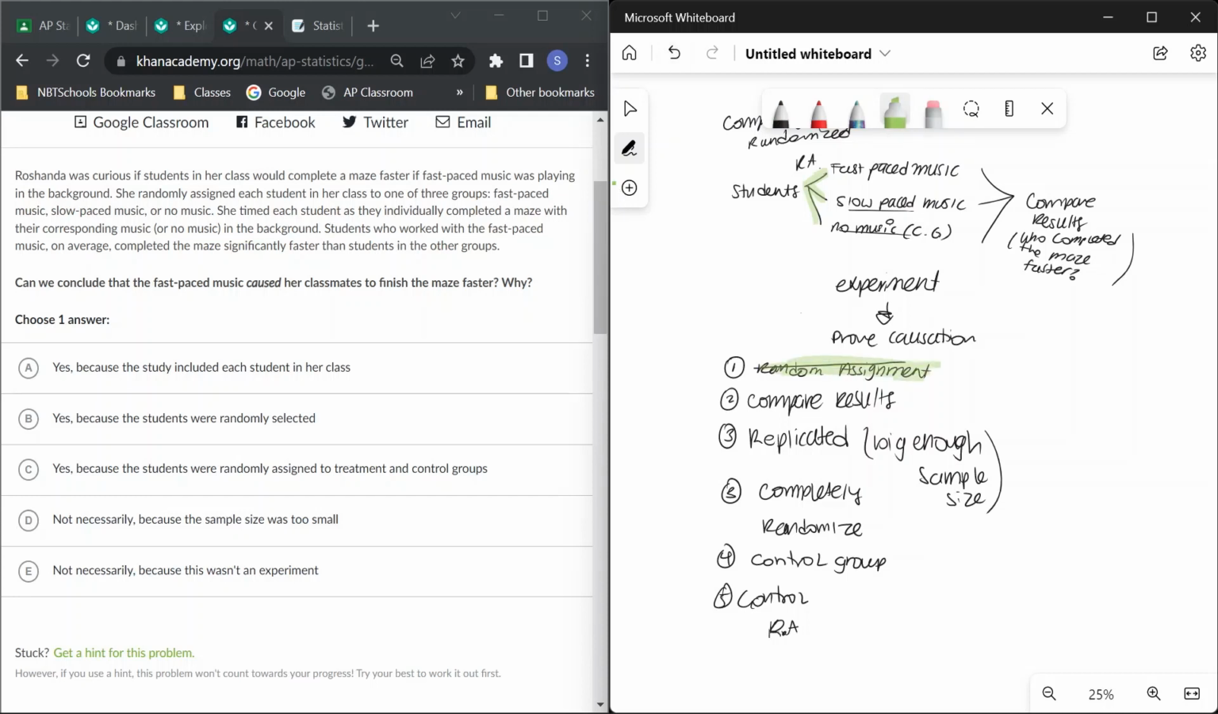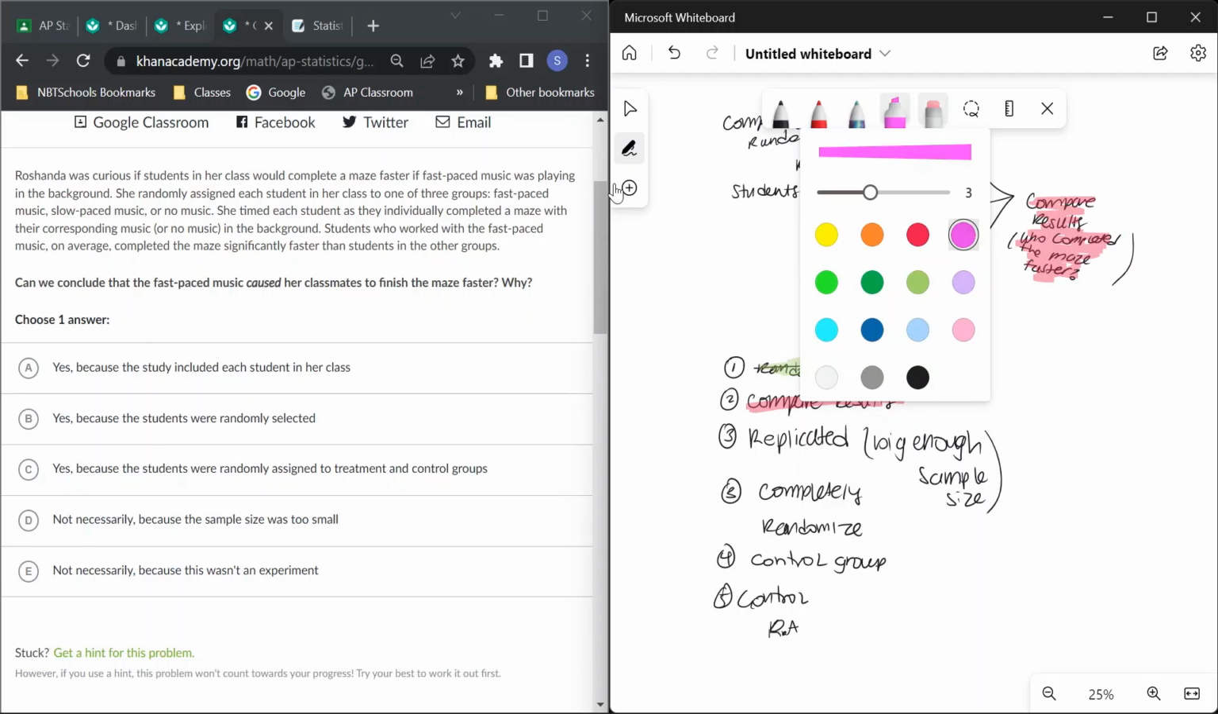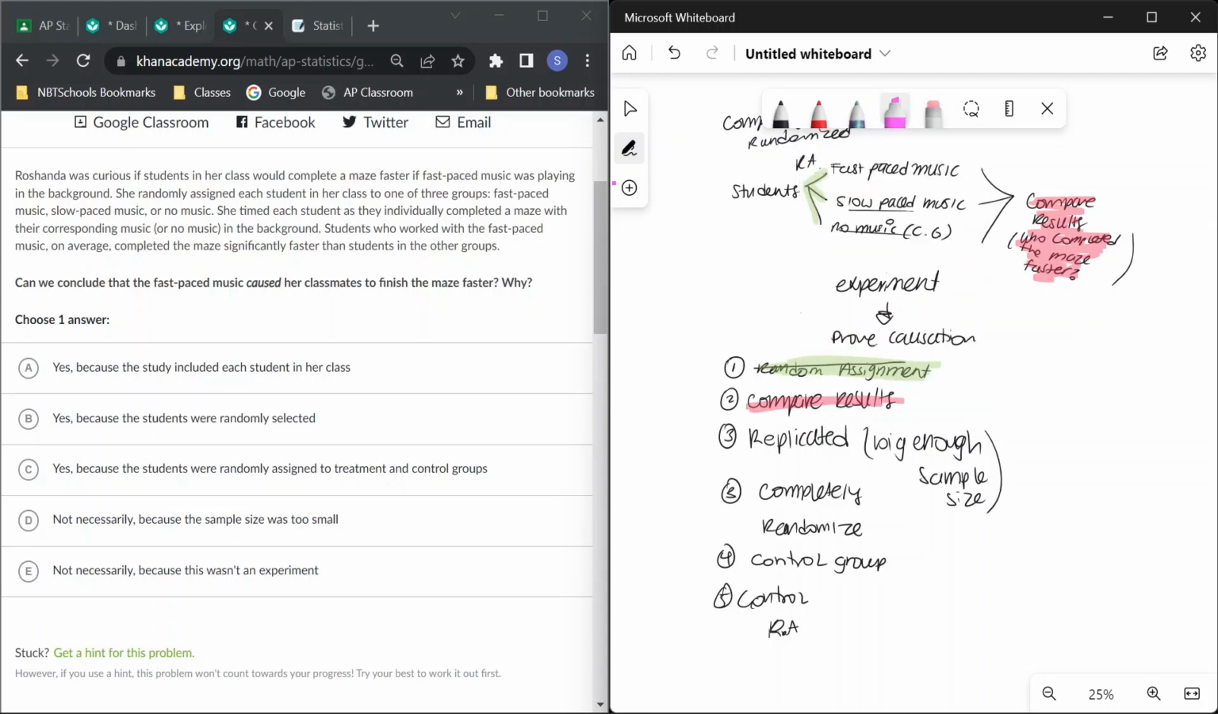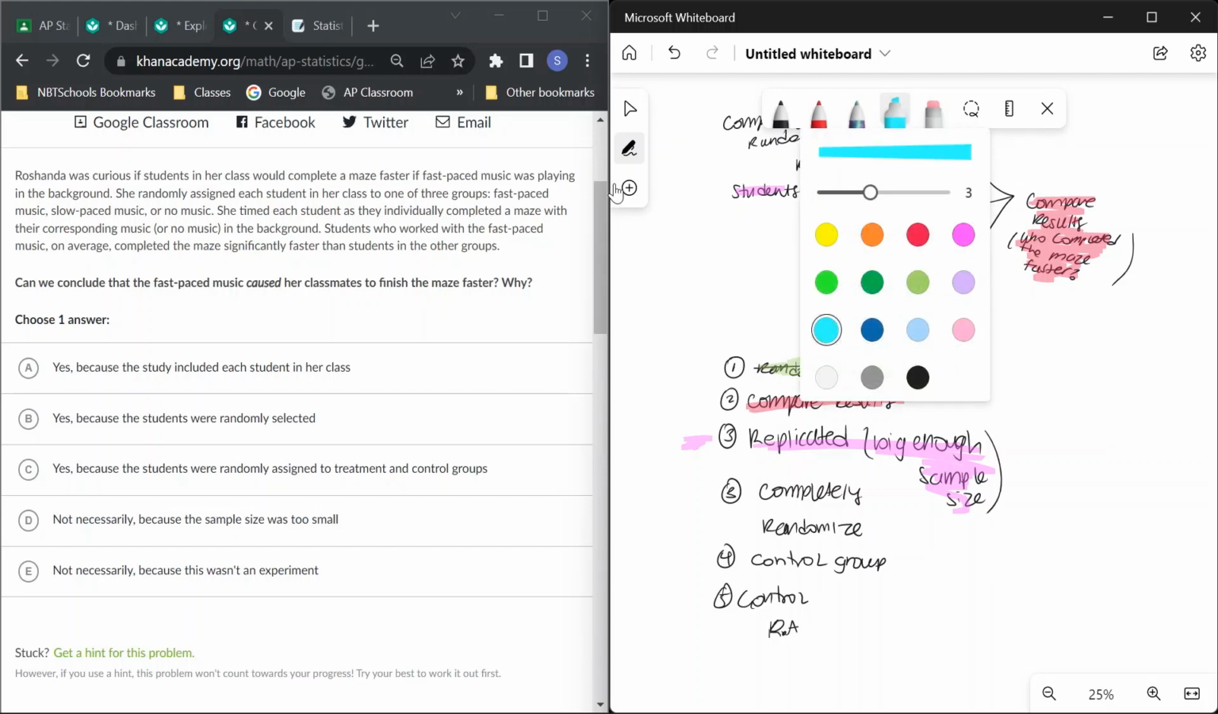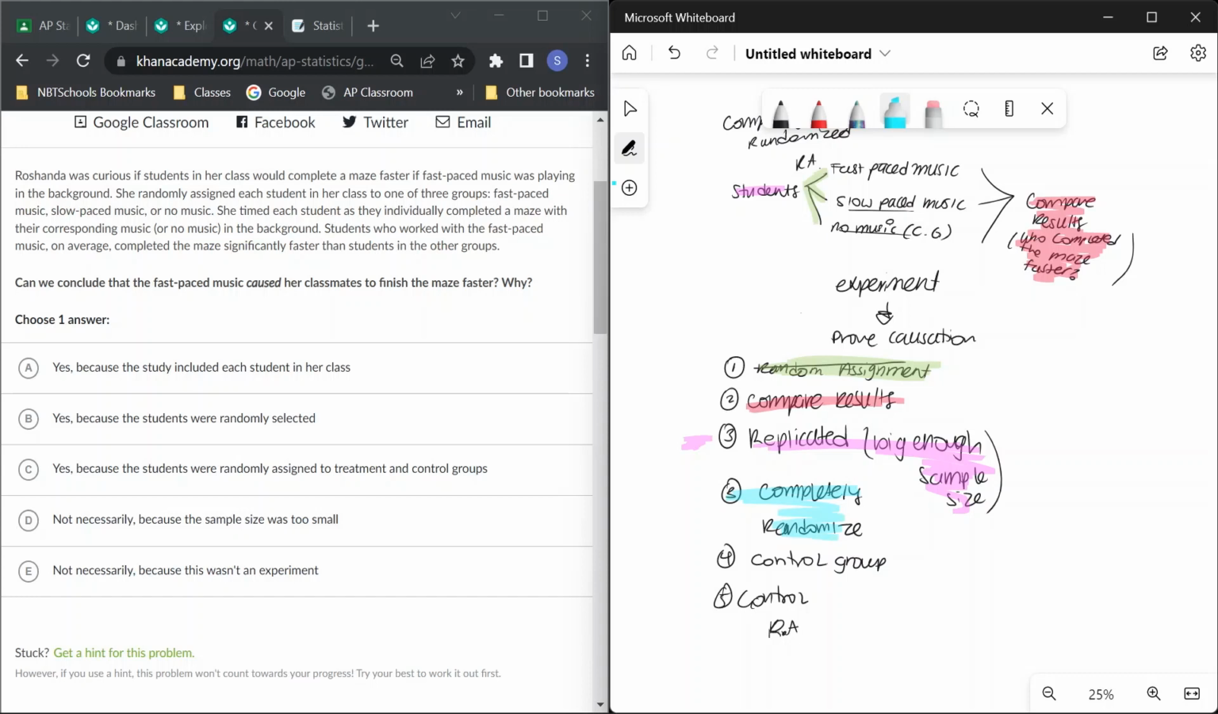So there is random assignment, that's the green right here. There is also the comparison of results, who completed the maze faster, so that happened. Can it be replicated? Is the sample size large enough? Well, we don't really know the sample size, so we're just gonna leave that for now. Completely randomized, yes, we have a completely randomized assignment. So that happened. That's this here, randomly assigned to treatments.